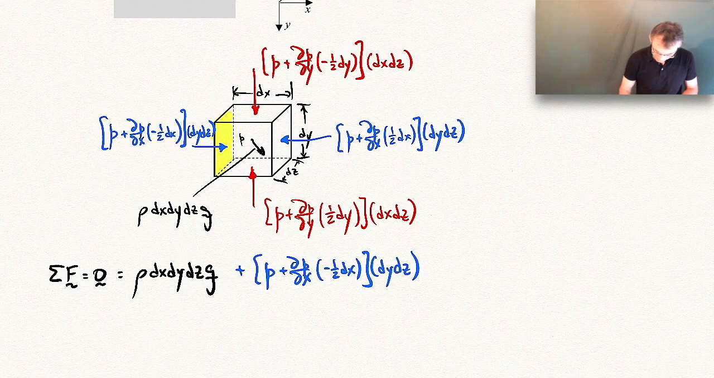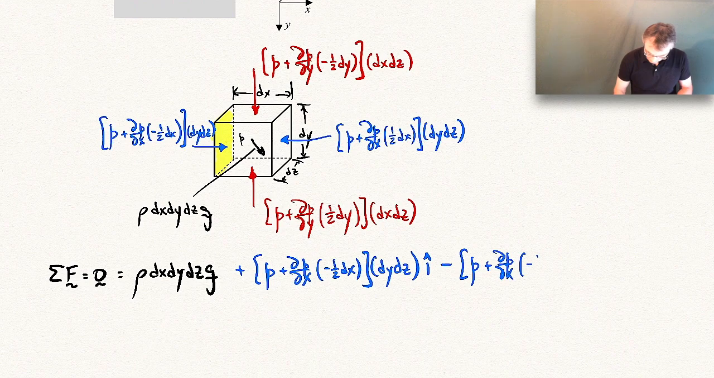And that's acting in the positive x direction, so that'll be in the I hat direction. Remember, this is a vector. Then we have the pressure force acting on the right face. And that force is acting in the minus x direction, so that's why I have the minus here, minus I hat. Then we have the y direction and the z direction, so let's put those in.